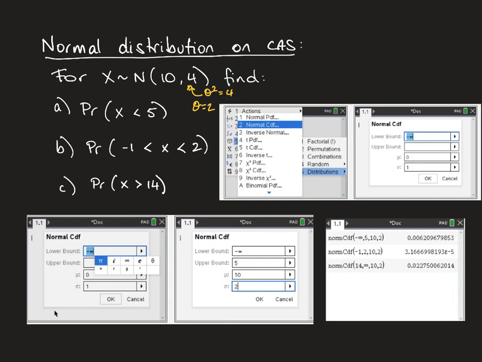And so what I then did, because I've got 2 more questions to do and the mean and the standard deviation aren't changing, what I did was I came back up and I copied and pasted this. So this very first value is our lower bound. The next value is our upper bound. So all I did for the next 2 questions was I just changed those values.